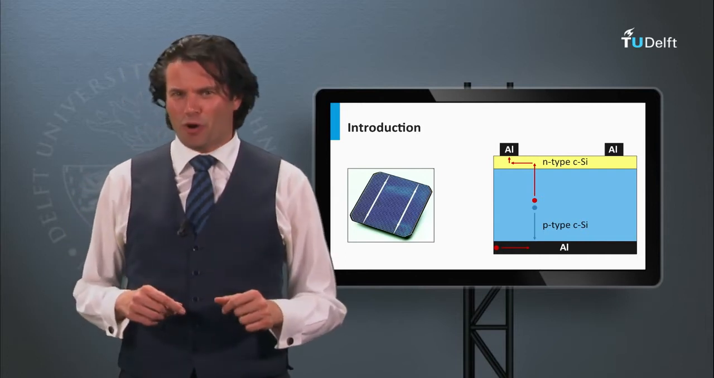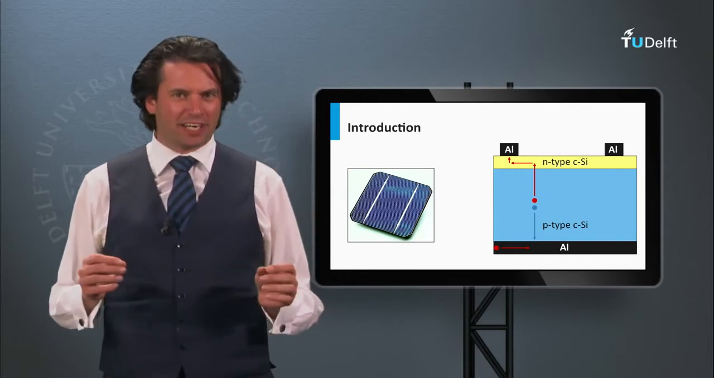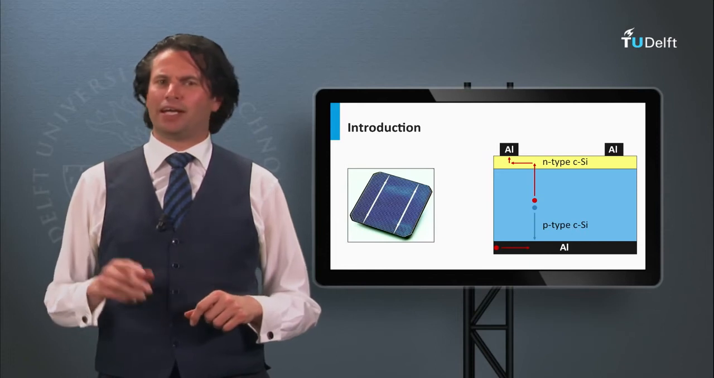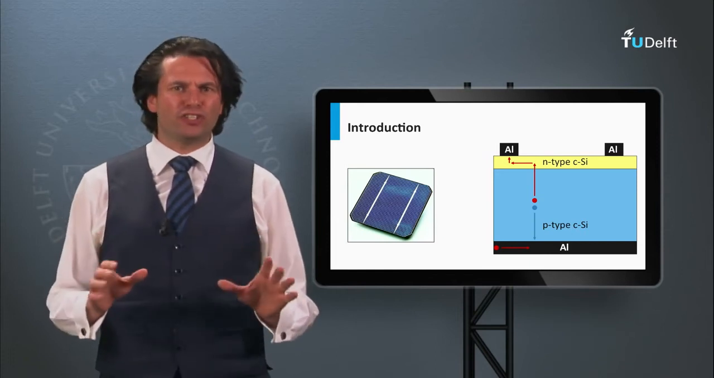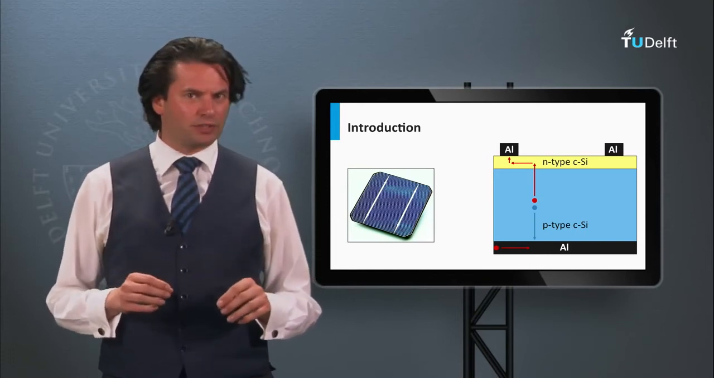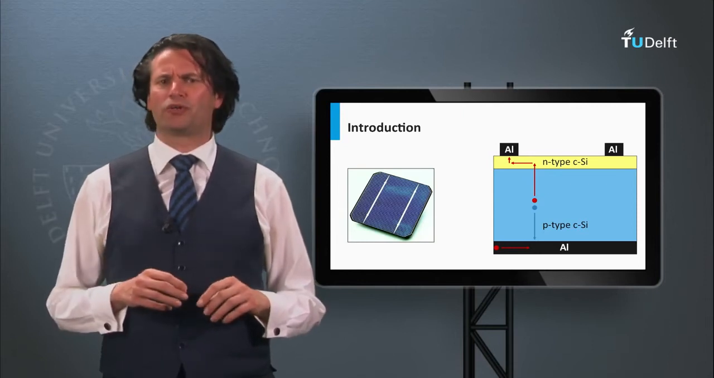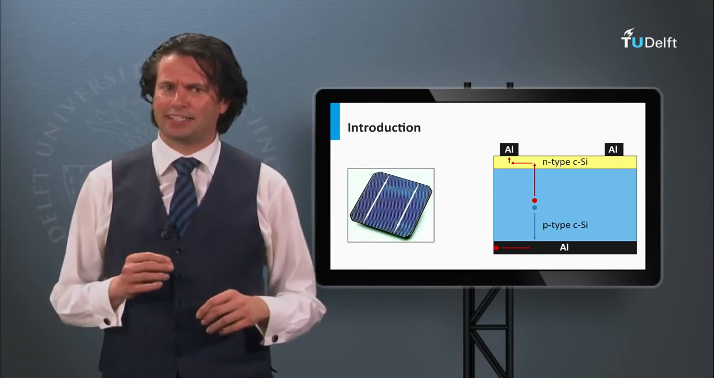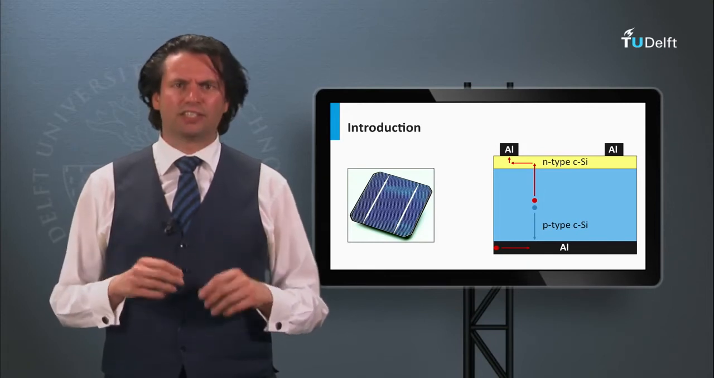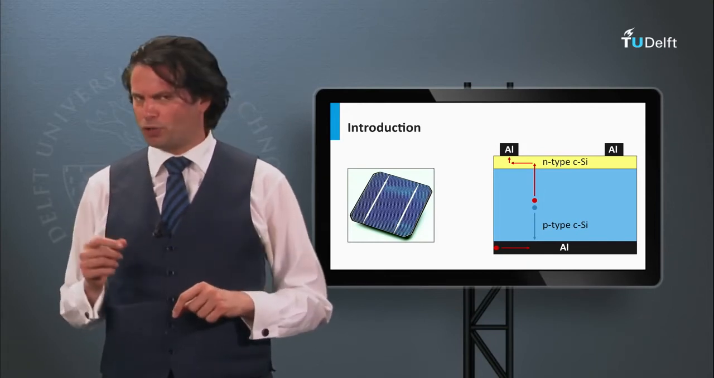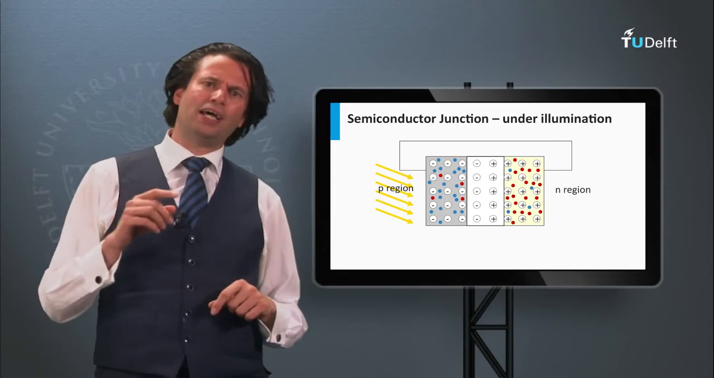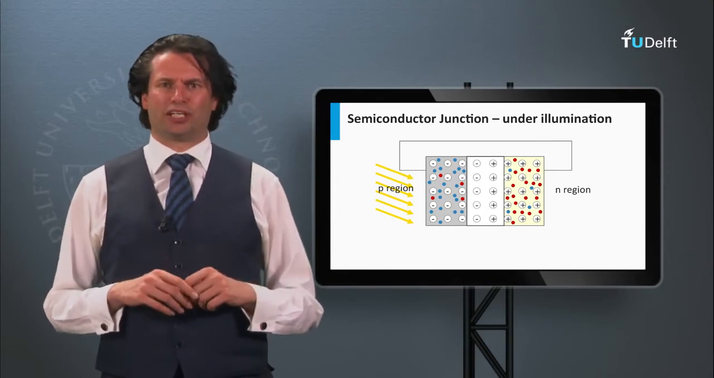Let's discuss the operating principle of the crystalline silicon solar cell. In this block, we will discuss several technical aspects which play an important role in the collection of the light-excited charge carriers and the reduction of the optical losses. Let's look at the solar cell.